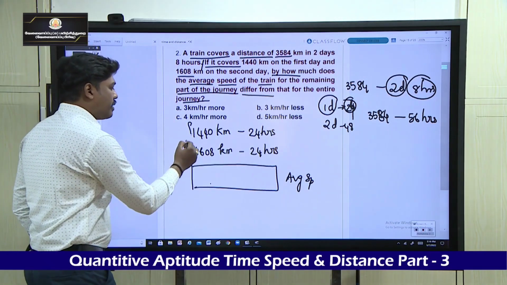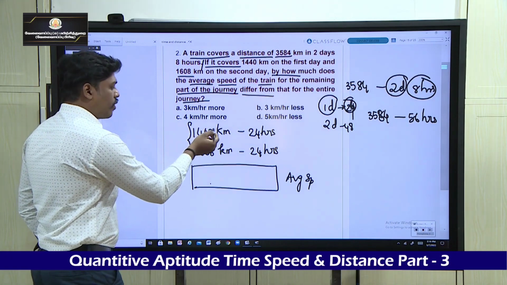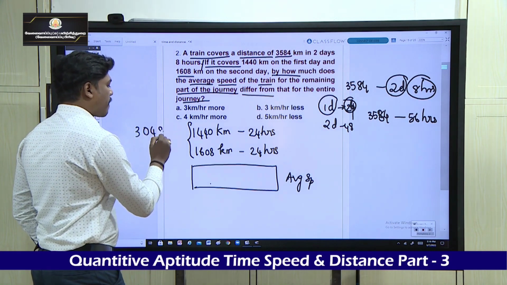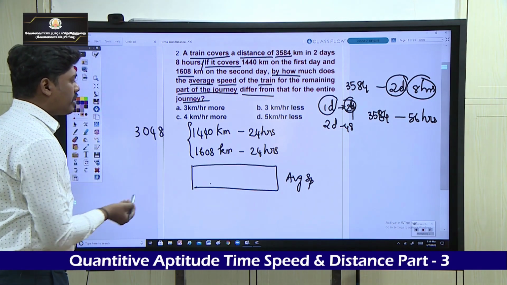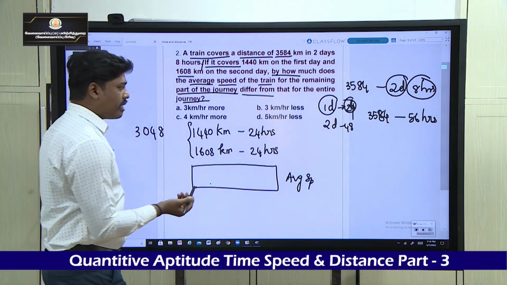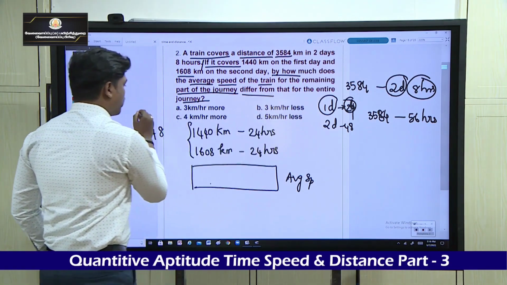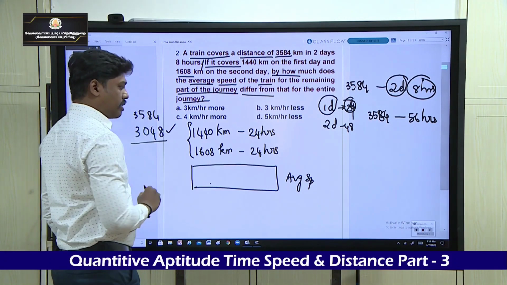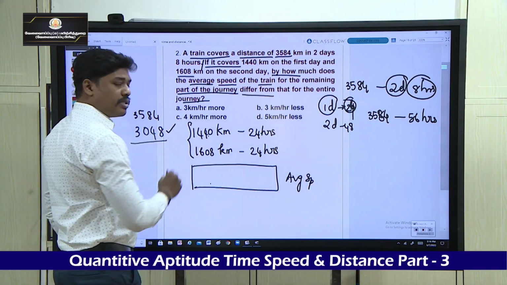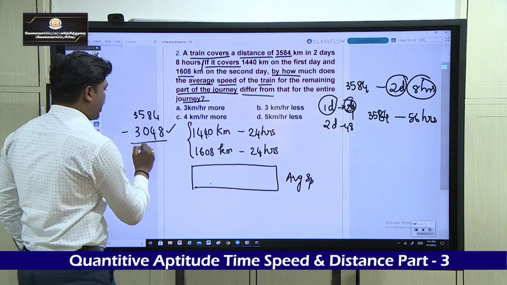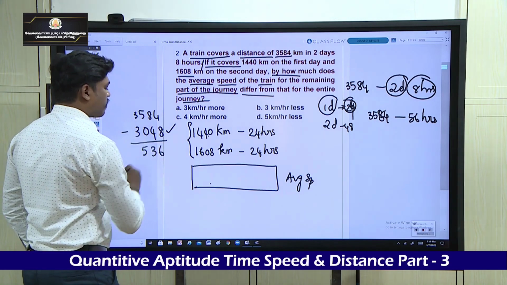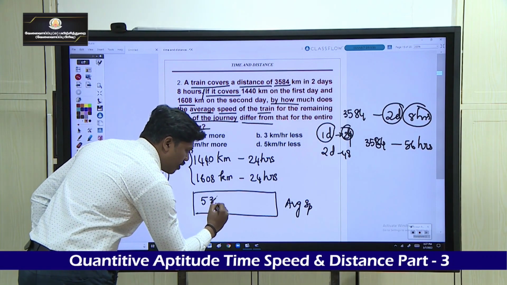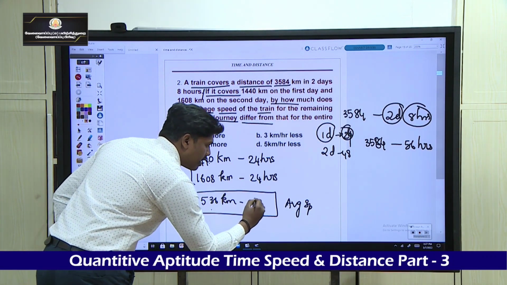So just add these two parts. You will be getting 1,440 plus 1,608, which is 3,048. Okay. So what about the remaining? The remaining distance: total distance 3,584 minus the distance travelled in 2 days, 1,440 plus 1,608. If I subtract, I will be getting 536. So this remaining 536 kilometers he would cover in 8 hours.